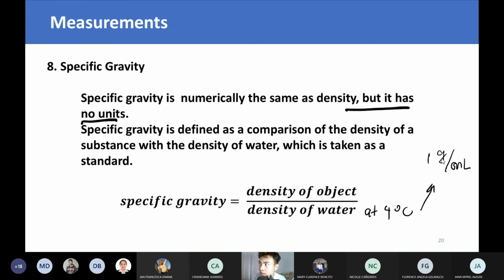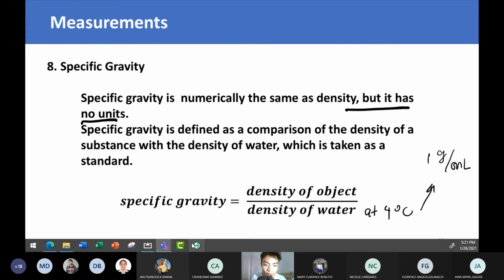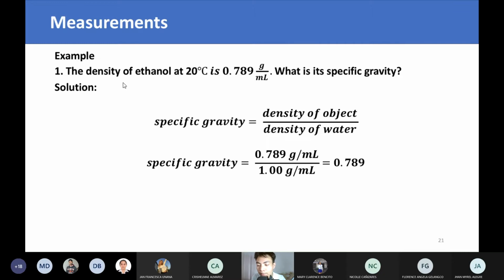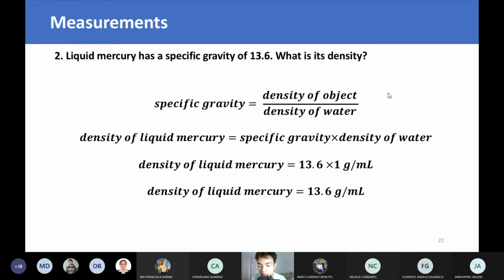However, because of the units na gram per ml sa numerator and sa denominator, magka-cancel out sila. So that means a specific gravity is just a value without units na. So divide mo lang siya by 1 basically, and then the units will cancel out eventually. So just like here sa example na to. So easy lang na.